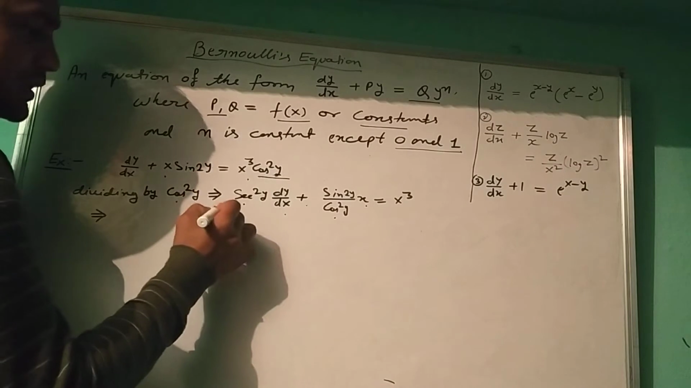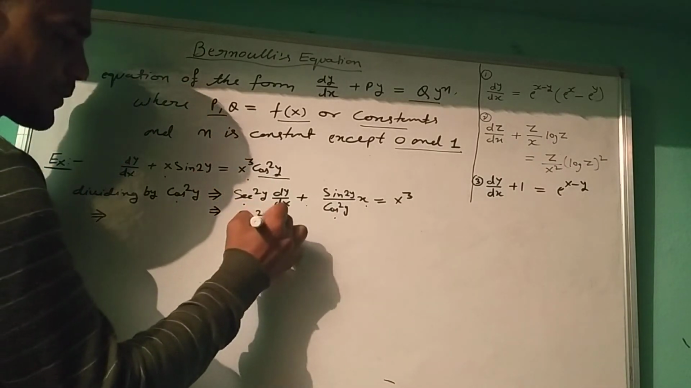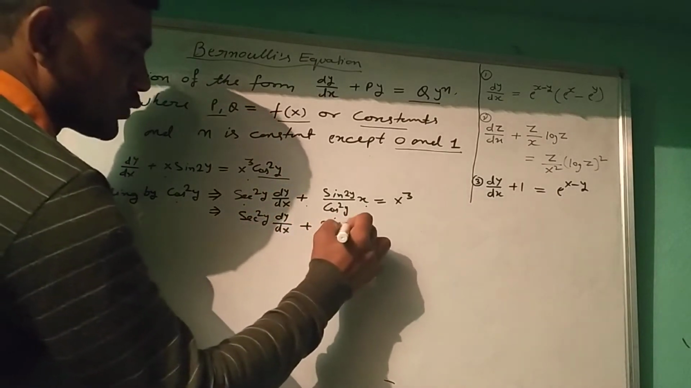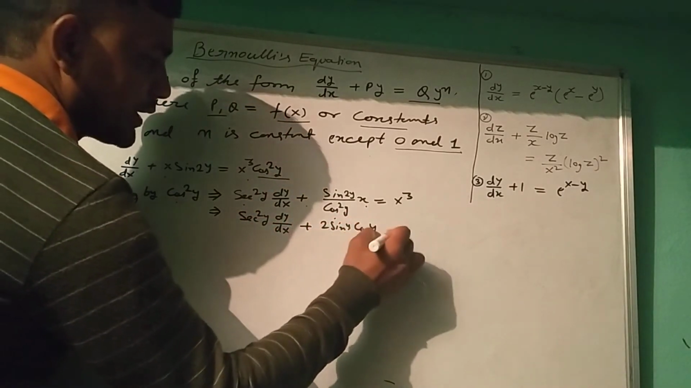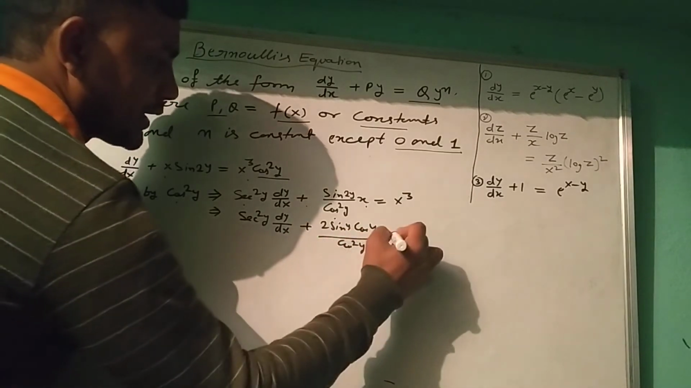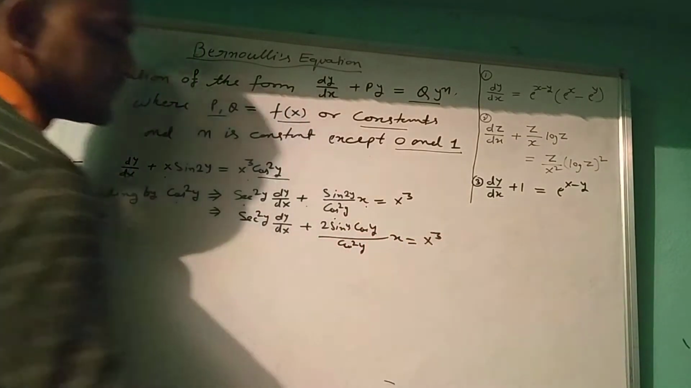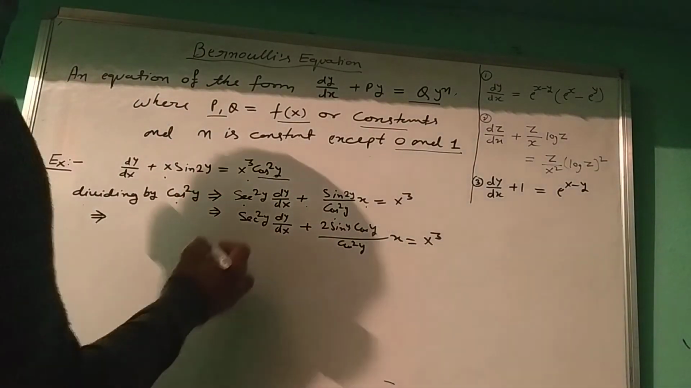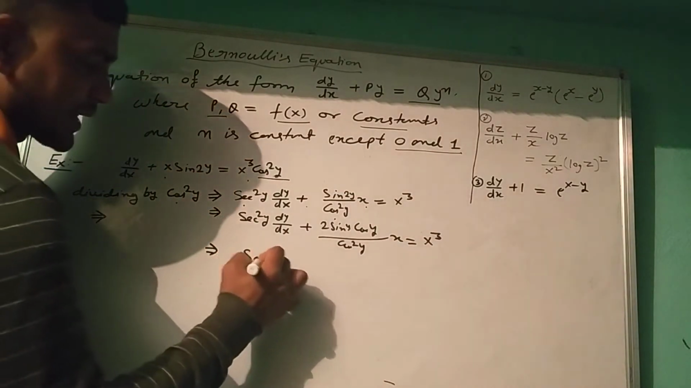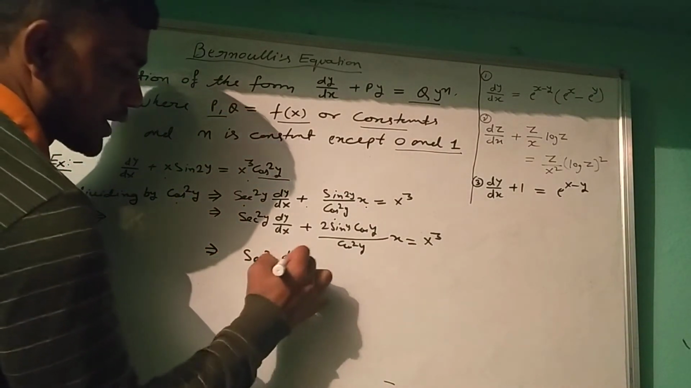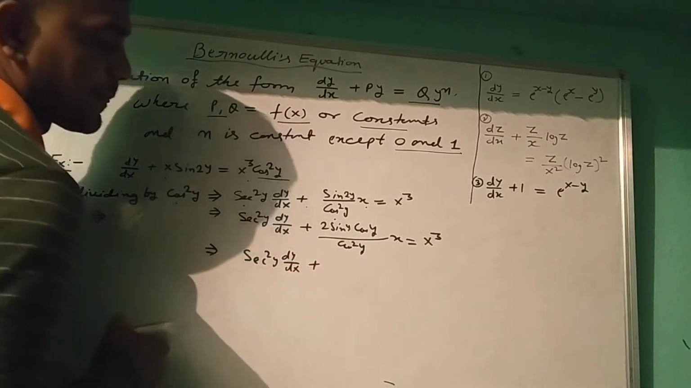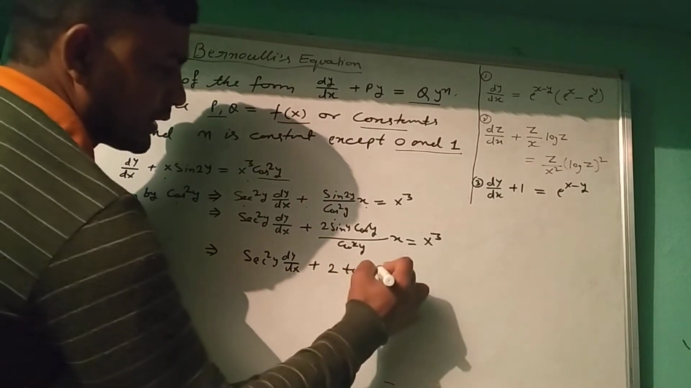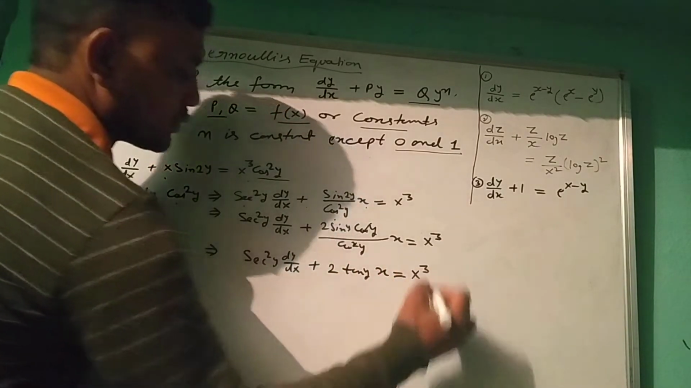Now this part converts into sec^2 y dy/dx, and this is 2 sin y cos y upon cos^2 y, times x, equal to x^3. Now we can write it in the form sec^2 y dy/dx plus, this is cancelled out, 2 tan y times x equal to x^3.